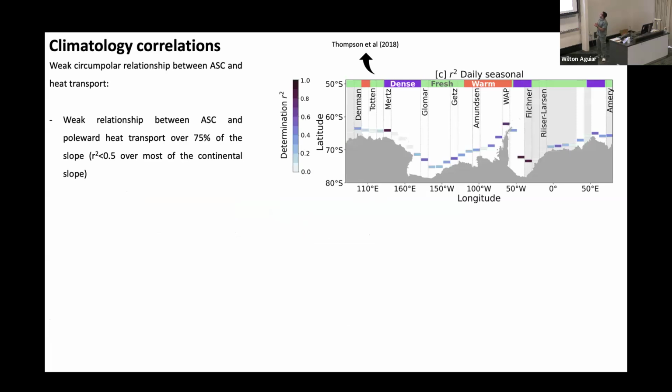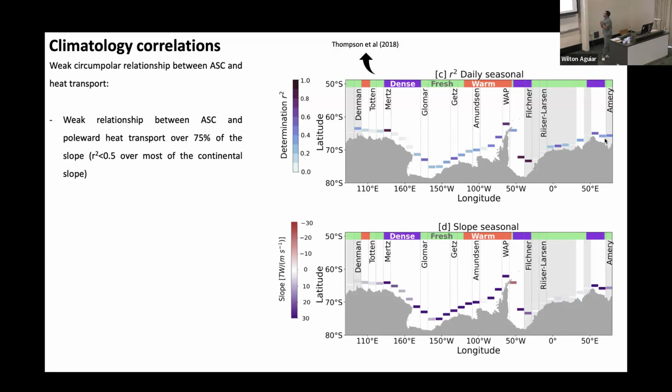Okay, so this is our map for the determination coefficient between those two patterns. As you can see, each one of these bins along the continental slope is where we did this calculation. On the top, we have the definition of the shelf regimes as I showed before. The green one is the fresh regime, the purple one is the dense one, and the red one is the warm one. The colors in each one of these bins represent the determination coefficient that we find for each one of these sites. The first thing that is striking is that you can see mostly very light colors around the slope, representing that there's likely not very much covariability between those two patterns, as was assumed before.